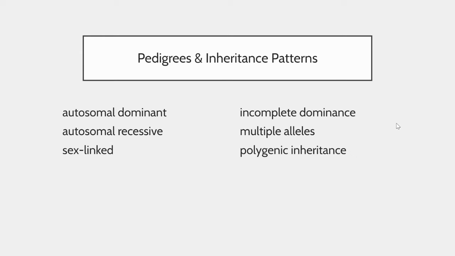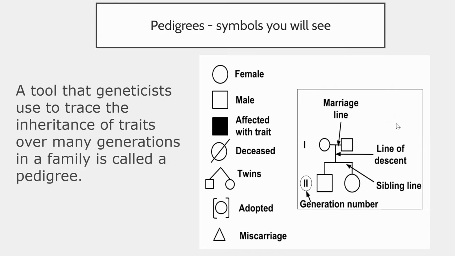Hey everyone, here is our third video about genetics, and we are going to talk about pedigrees and inheritance patterns here. There are going to be 6 patterns that we talk about, and we'll talk about what pedigrees are. So, I want you to know that a pedigree is a tool that geneticists will use to trace the inheritance of traits over many generations of a family, and it's called a pedigree. So, the pedigrees are basically kind of like a family tree of the genetic conditions within a family.